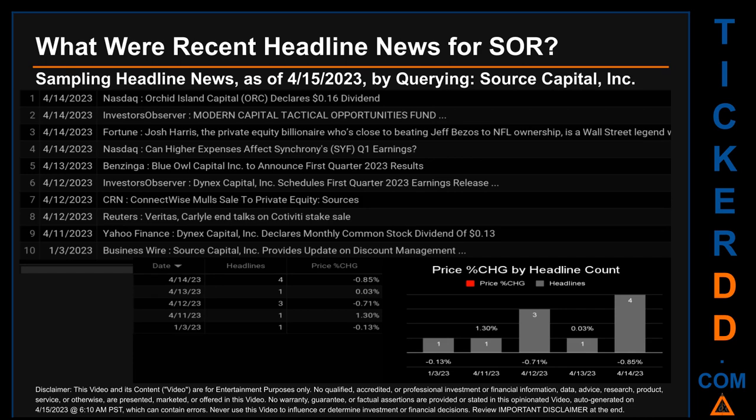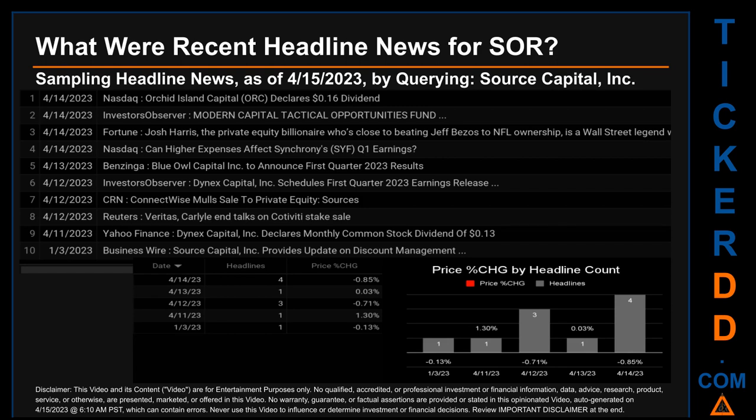The oldest publication was on Tuesday, January 3, 2023, 3 months and 12 days ago, when Business Wire published the headline that read, Source Capital provides update on discount management. The latest publication date was the day with the most found headlines. The day saw a price change of minus 0.85% after the ticker opened the day trading at $37.75 to then close at $37.43.